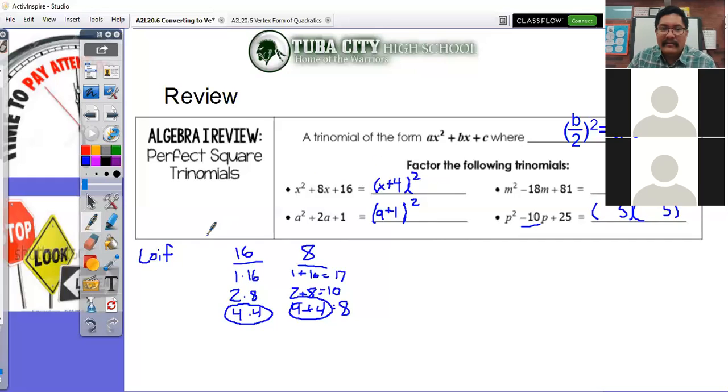Every time I look at the LOIF method, I always think of British people. Oi, how's your LOIF?